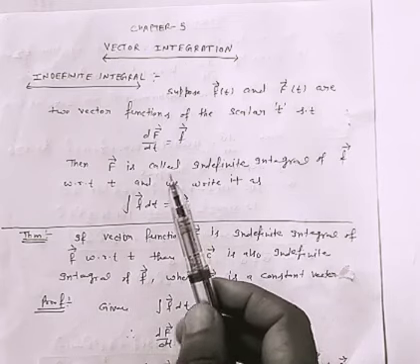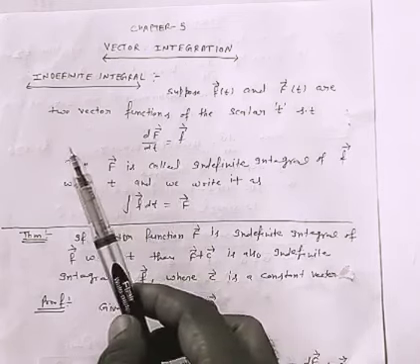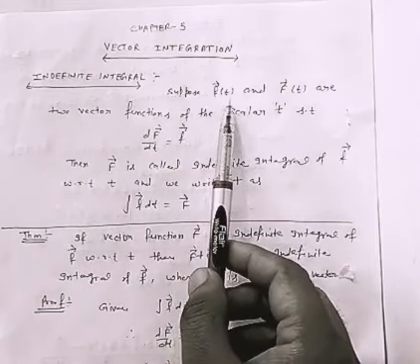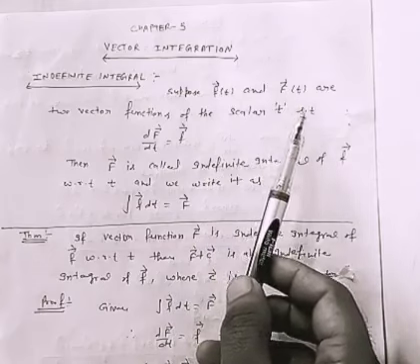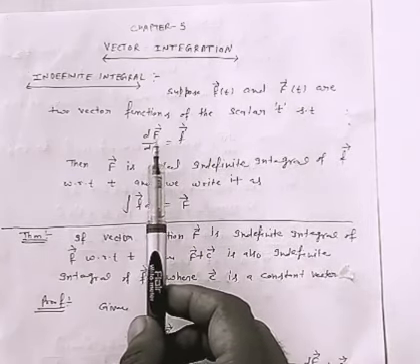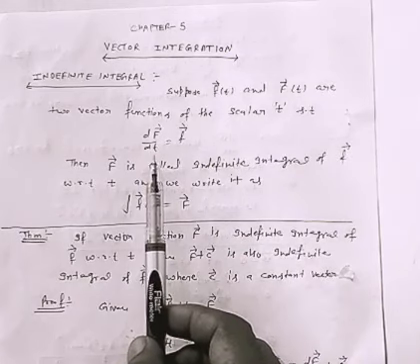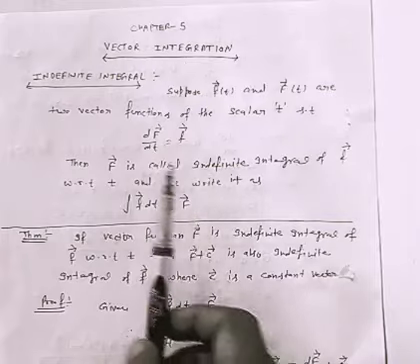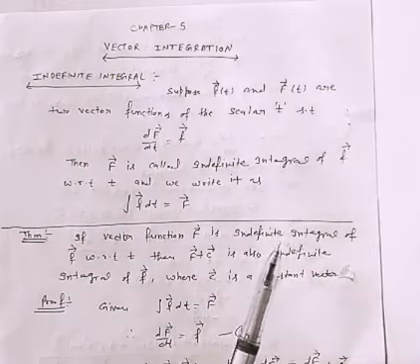Clear, students? In this definition we take two vectors, small f factor and capital F factor, of a scalar variable t such that derivative of capital F factor with respect to t is equal to small f factor. Then capital F factor is called the indefinite integral of small f factor.